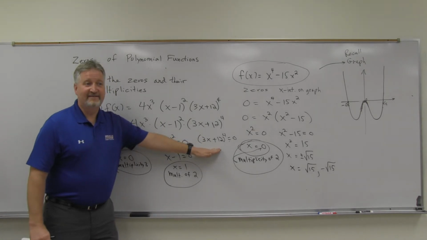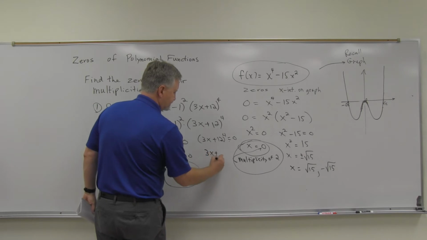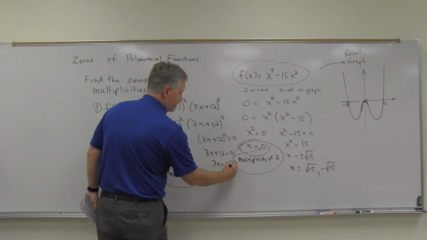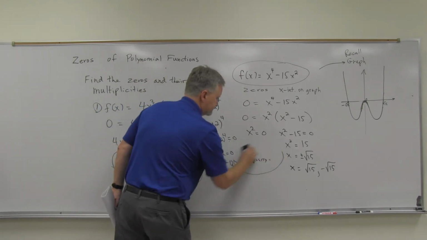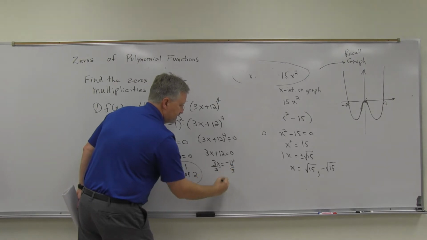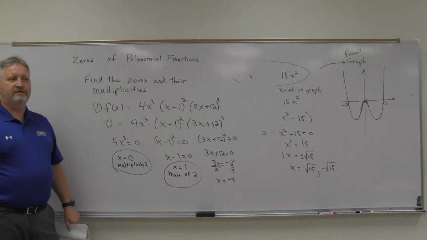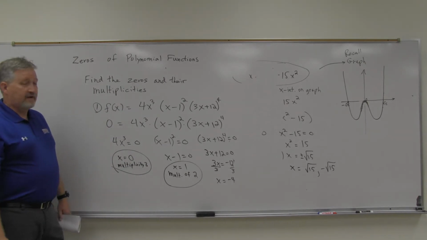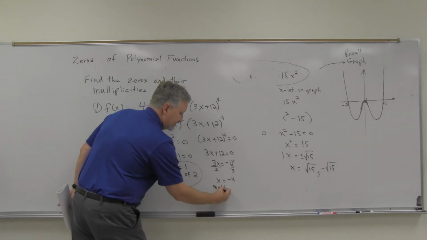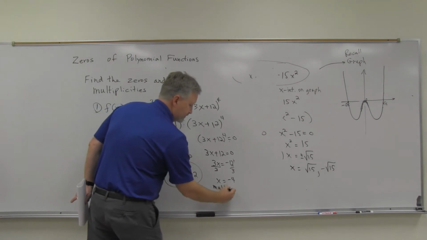Same here. 3x plus 12 must equal 0. So 3x equals negative 12. Subtract the 12, divide by 3. x equals negative 4. So it may be a little more solving you'd have to do there, but same idea. Now what multiplicity does it have? 4. Yeah, technically, that's there 4 times, and so it's a multiplicity of 4.